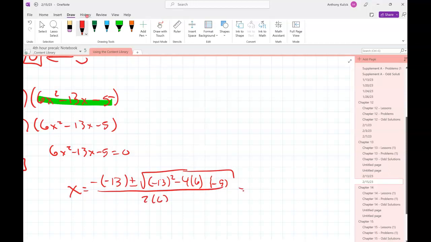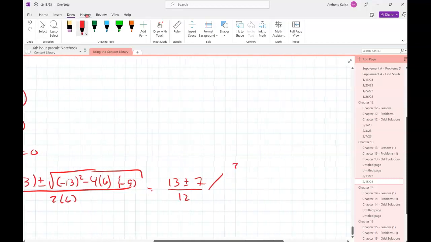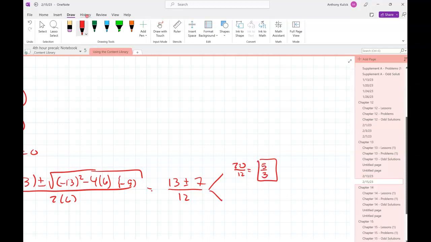So 169 minus 120 is 49. So that square root of 49 is 7. So 13 plus 7 is 20 over 12, which is 5/3. And 13 minus 7 is 6. 6 over 12 is 1/2. So those are my other 2 zeros. And I'm done. Just in time.